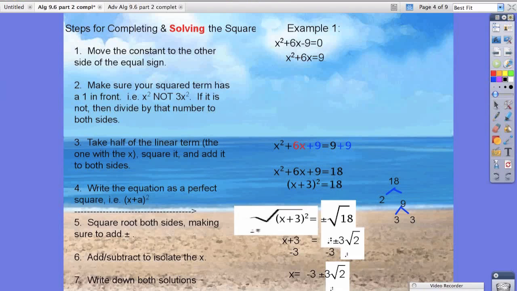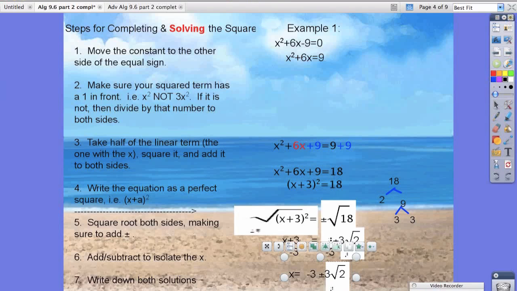Step 6 says to add or subtract to isolate the x. So in order for us to get this x by itself, we need to get rid of plus 3. And the opposite of plus 3 is minus 3, so we subtract 3 from both sides. And we have x equals negative 3 plus or minus 3 square root of 2.